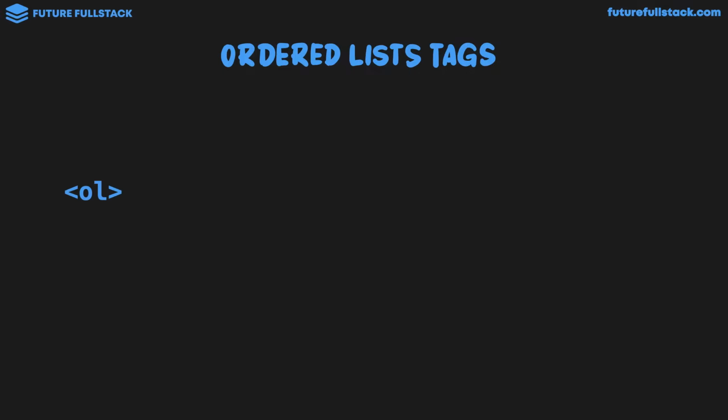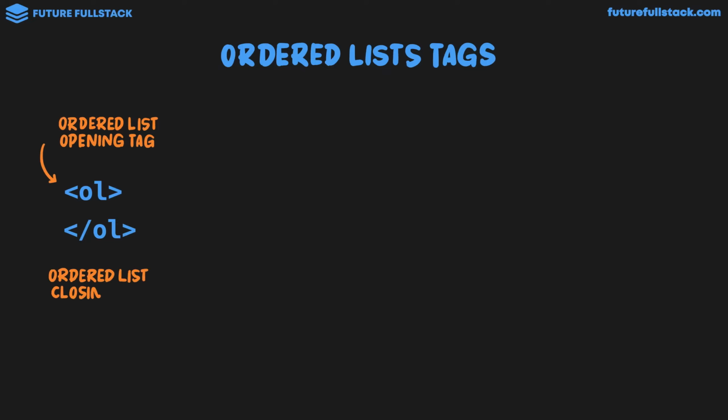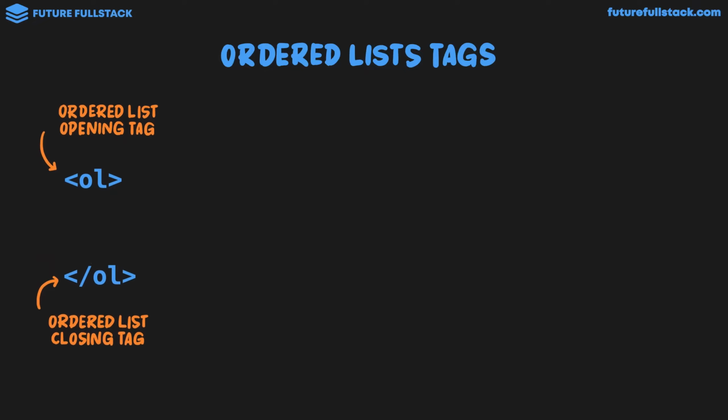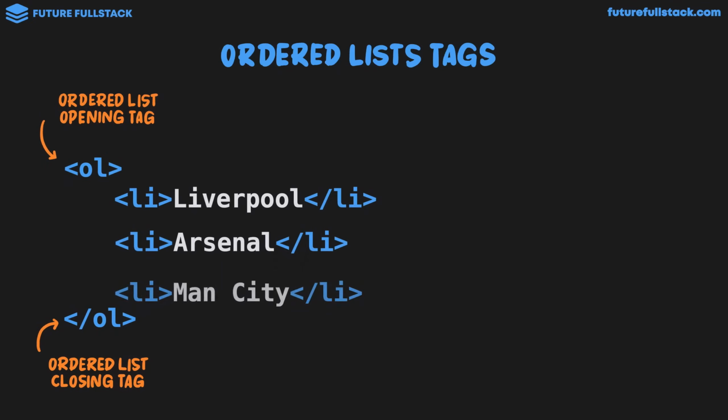Alright, back to HTML. Let's now take a look at the ordered list tags. There are two components to lists in HTML. For ordered lists, the first component are the OL tags, standing for ordered list. Just like the other HTML tags we've seen so far, we have an ordered list opening tag and an ordered list closing tag. These tags then wrap the actual items we are listing. In this example, I'm listing the top positions in the English Premier League. In first position is Liverpool, second place Arsenal, and third place Man City.